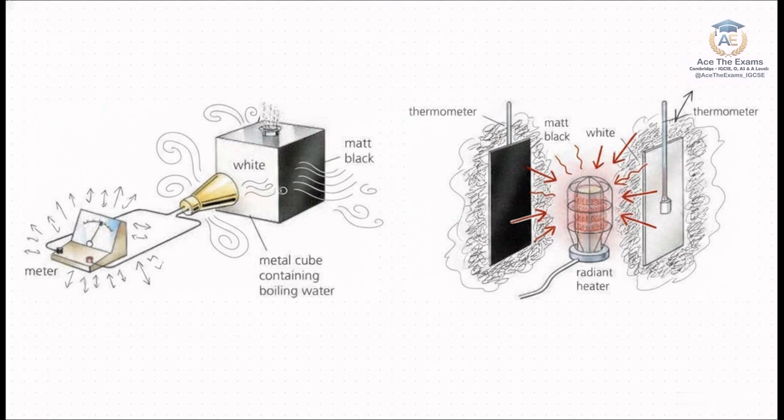On the right, to compare absorbers, a radiant heater sits squarely between a matte black plate and a white plate. Thermometers attached to the plates reveal which one heats up the fastest when exposed to the exact same amount of radiation. When Sam sees this in an exam, Sam rushes and mixes up which experiment is for emission and which is for absorption. Don't be like Sam. Take a breath, read the command word, and identify the setup.